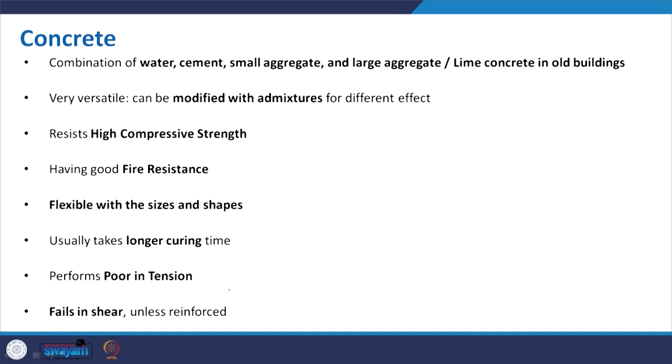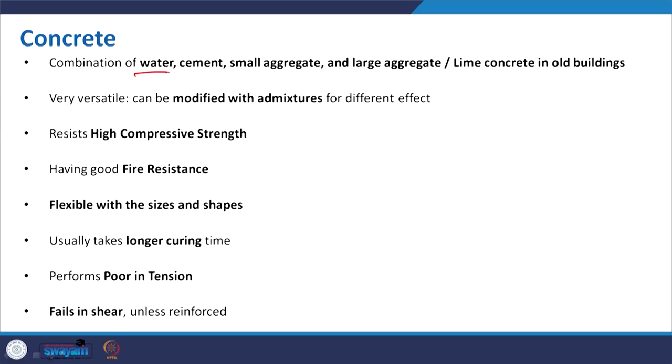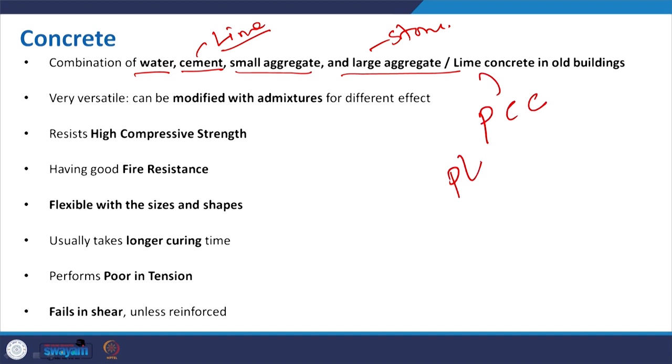Now, come to the concrete. Concrete is another invention in the history of building construction, and the overall scenario changed. It is a combination of water, cement as binder, then fine aggregate, which may be sand. In place of cement, we may also use lime, which earlier they used as a material. Then large aggregate is basically stone chips of different sizes. That forms the concrete, and we refer to it as PCC, plain cement concrete.